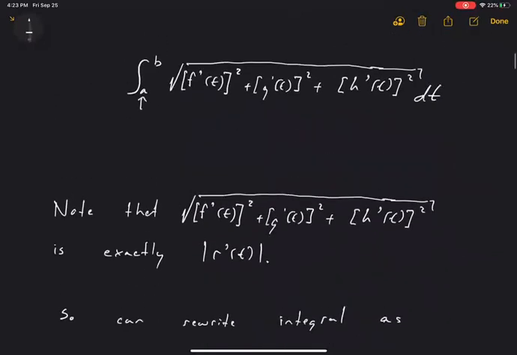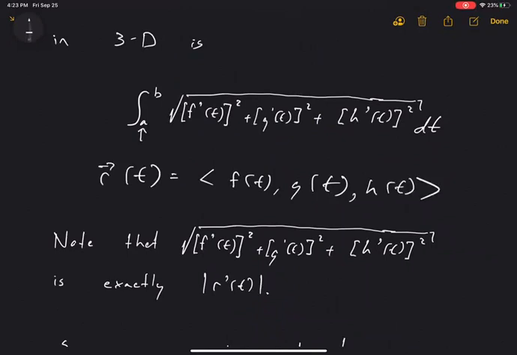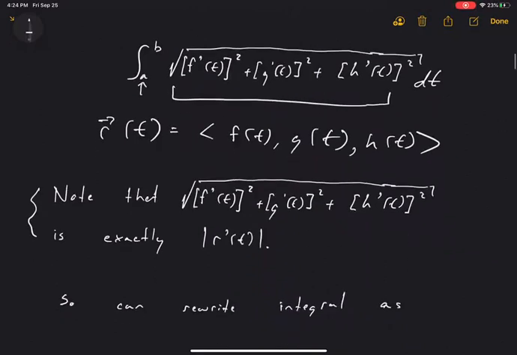Okay, now we can get a bit more intuition of what's going on if we try to make a connection between this formula and our vector valued function. Remember, we're talking about a vector valued function r of t that looks like this. Now think of the derivative of r of t, and then think about the magnitude. If you compute that, you should see that this stuff inside of our integral is exactly the magnitude of r prime of t.